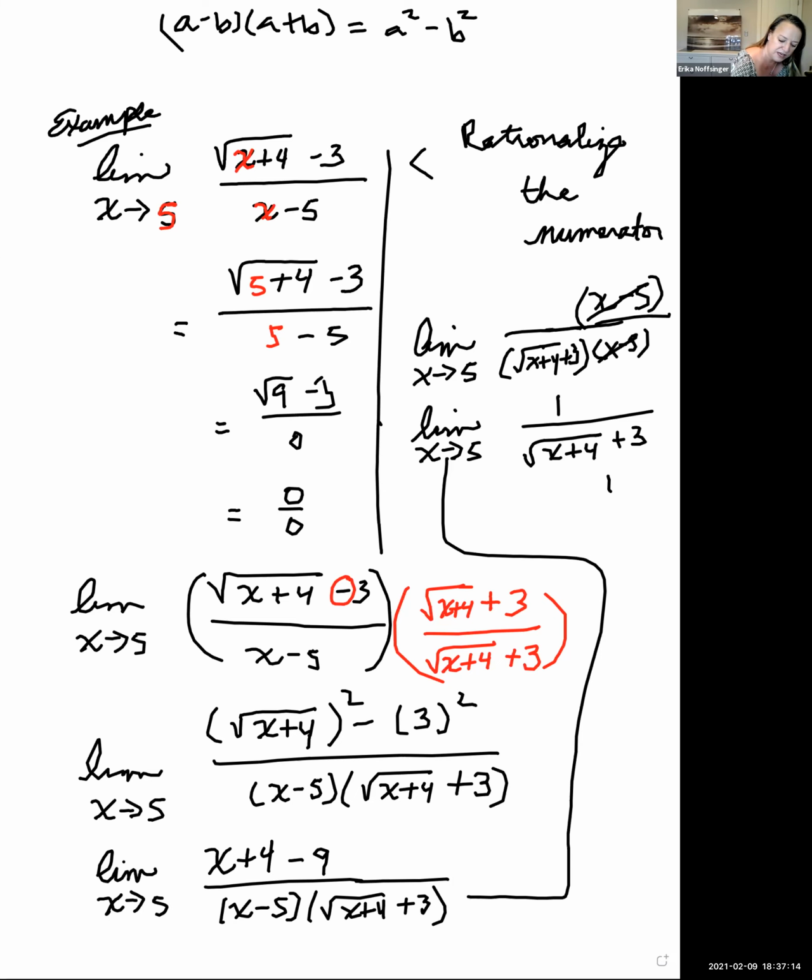Direct substitution, we get 1 all over the square root of 5 plus 4 outside plus 3. So that's a square root of 9 plus 3 in the denominator. So square root of 9 is 3. So we have 1 over 3 plus 3, which is 1/6.